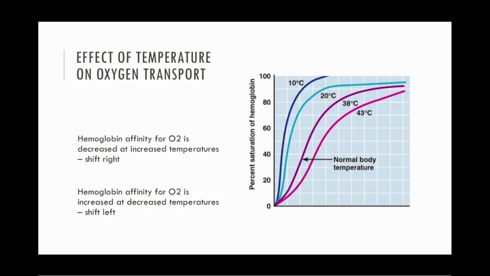Temperature. Temperature changes. How does that deal with oxygen? Hemoglobin affinity for O2 is decreased at increased temperatures. It's going to shift it to the right. If you're exercising, what happens to your body temperature? Increases. Is that going to help you exercise or hinder your exercise?